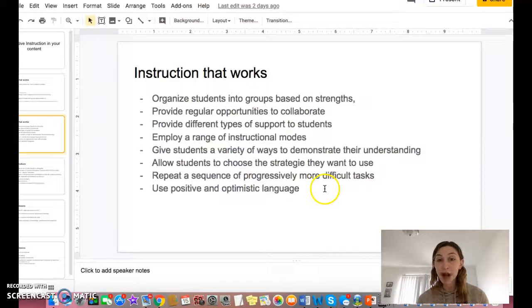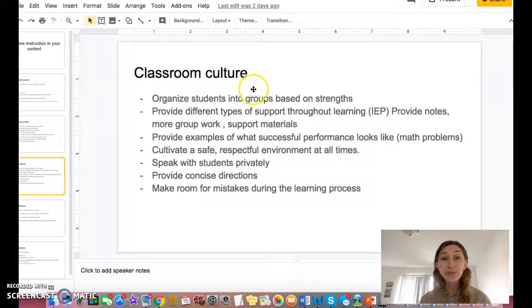And use positive and optimistic language. It's very useful when students who may have difficulty in math solve a problem right and you're like, wow, you did it. All of a sudden they get all this encouragement. And then classroom culture. Organize students into groups based on strengths. I've noticed when you choose the tables at which students sit, the stronger students at the table may help students that are struggling more.